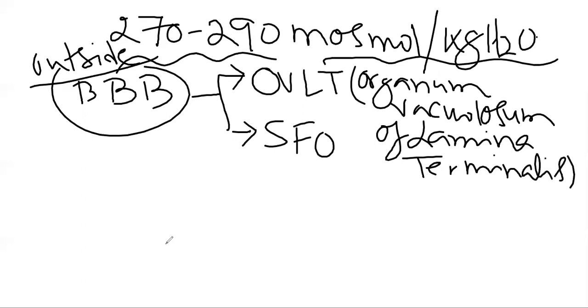Okay, and this is known as the subfornical organ. Though they are present in the central nervous system, they are actually present outside the blood-brain barrier. Subfornical organ.